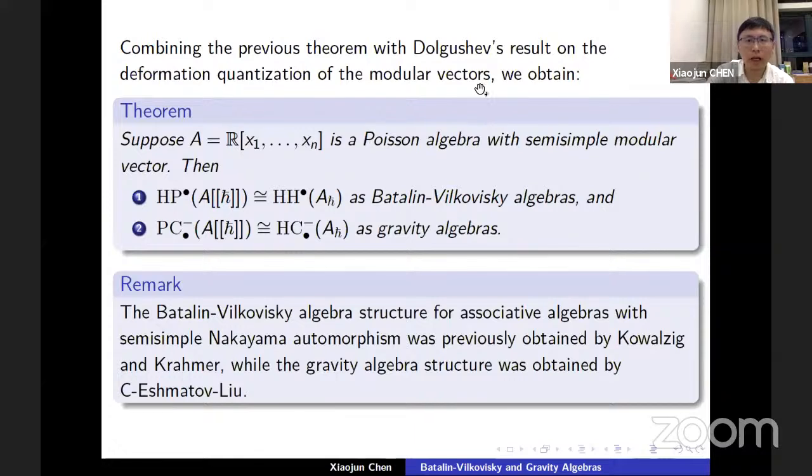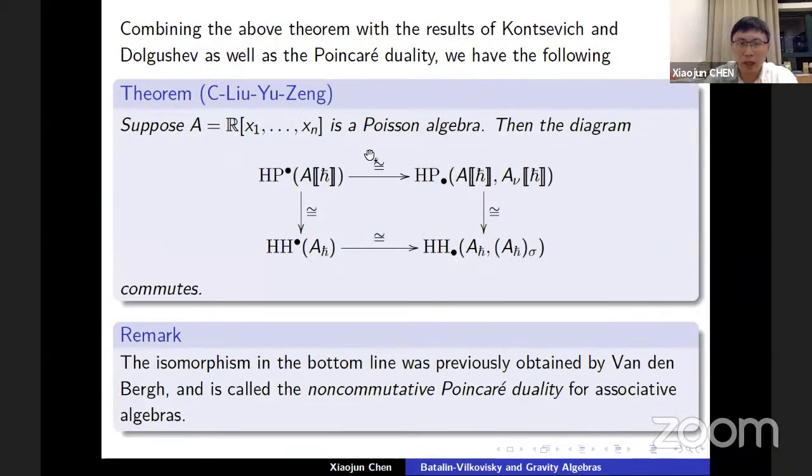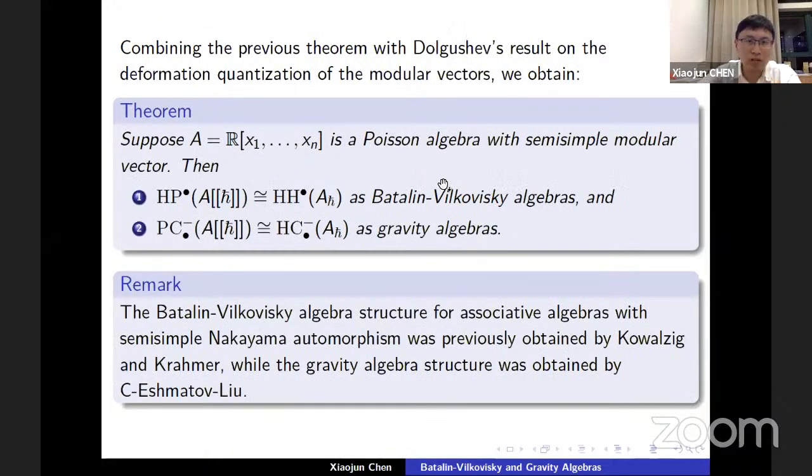So now you see, we have BV and so on the Poisson cohomologies. Actually, we have the following result. Suppose now A is a Poisson algebra with a semi-simple modular vector. Then Poisson cohomology and Hochschild cohomology of its quantization are isomorphic as BV algebras, and their negative cyclic homologies are isomorphic as Gravity algebras.